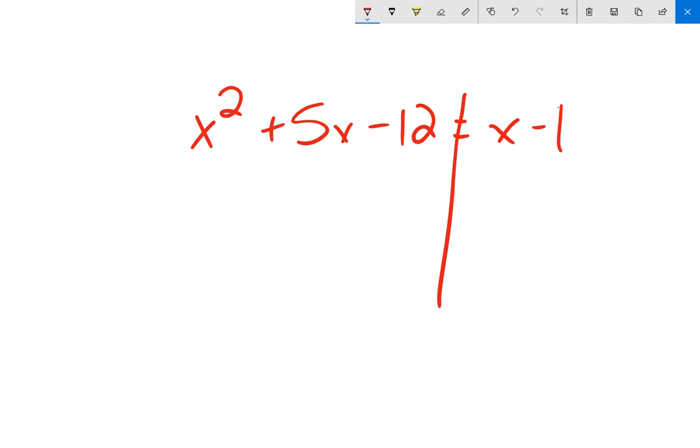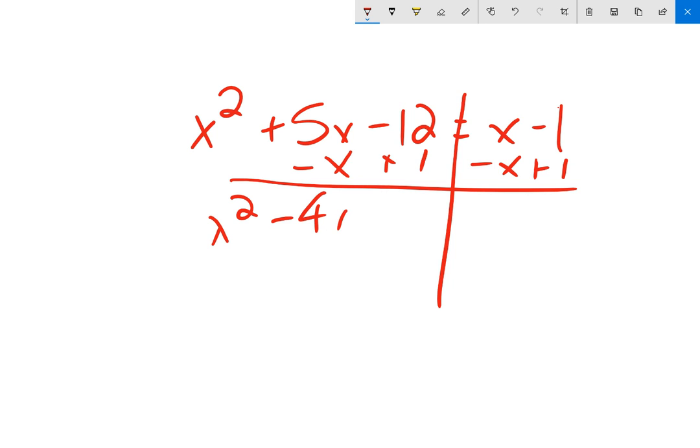Remember, to solve this, you have to first move these terms to that side. So to do that, I'll have to subtract x and add 1. I'll go ahead and do both of those at the same time. So I'll subtract x and then add 1. And those will be combined with those like terms. So I'll have x squared plus 4x because 5 minus 1 is still positive 4. And then negative 12 plus 1 would be negative 11.